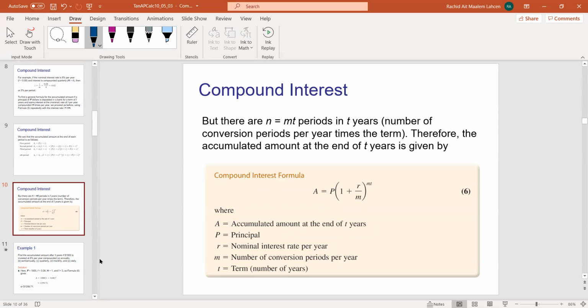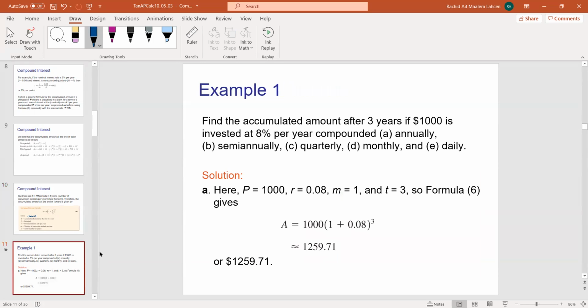So you have A, the accumulated or future amount, and P is the principal. r is the nominal interest rate per year. So remember, it's per year. m is the number of conversion periods per year, which means how many times this thing got compounded. And t is the term. So are we looking into a mortgage of 10 years, 15 years, 30 years? That's what t stands for. So let's look at some examples.